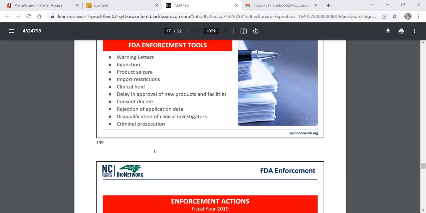So if you don't document or you don't follow the CGMPs, these are some enforcement tools that the FDA can use and they have used and will continue to use to ensure that the patient is getting a quality product.